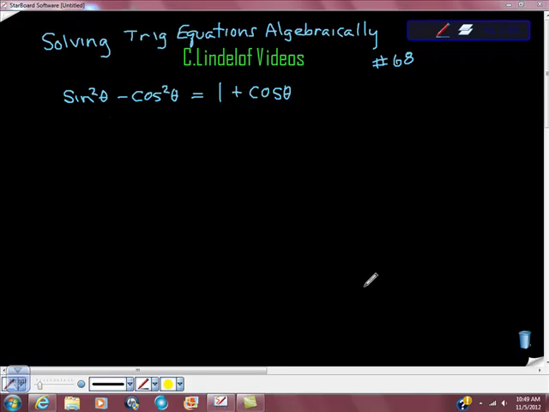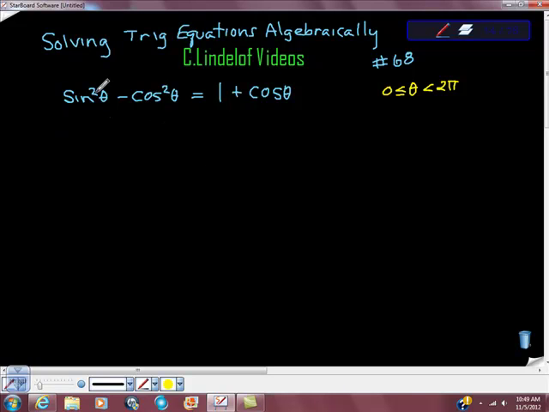Solving trig equations algebraically, number 68. Here's the question. We have sine squared theta minus cosine squared theta is equal to 1 plus cosine theta. We're supposed to be solving this for theta greater than or equal to 0 but less than 2 pi. So I'm going to start to solve this.